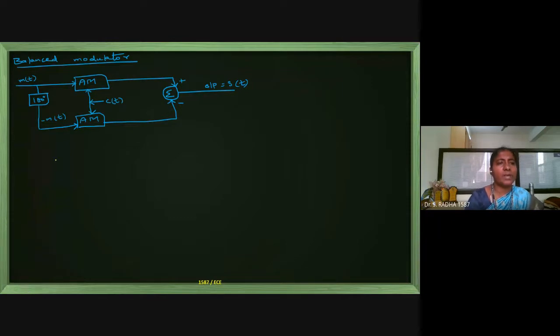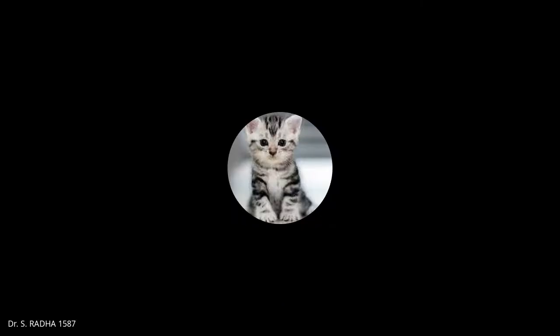If M of t is a positive half cycle followed by a negative half cycle sine wave, minus M of t will be a negative half cycle followed by a positive half cycle. This is the meaning of 180-degree phase shift. We know that C of t is nothing but AC cos 2 pi FCT. So the amplitude modulator output will be AC into 1 plus Ka M of t, then cos 2 pi FCT. For the first amplitude modulator, this is the output.